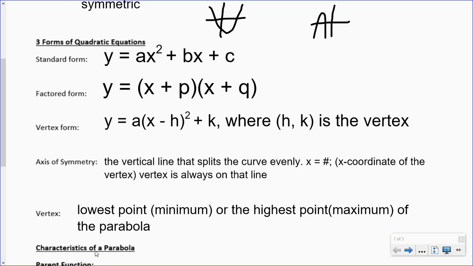The vertex is the lowest point or the minimum, or it's going to be the highest point, which is also called the maximum of the parabola. So when the parabola opens up, and it looks like a U, it's got a lowest point, that's a minimum, and when it goes down, it's got a highest point, like the top of the hill or the bottom of the cup, kind of thing.